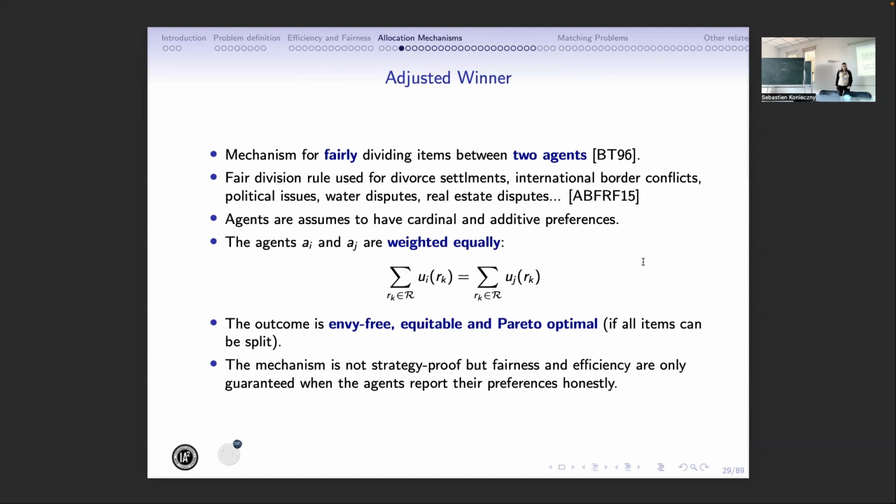So this procedure is nice because it is guaranteed that the outcome is envy-free, equitable, and Pareto optimal. So we have two notions of fairness that are satisfied, and we also have Pareto optimality.